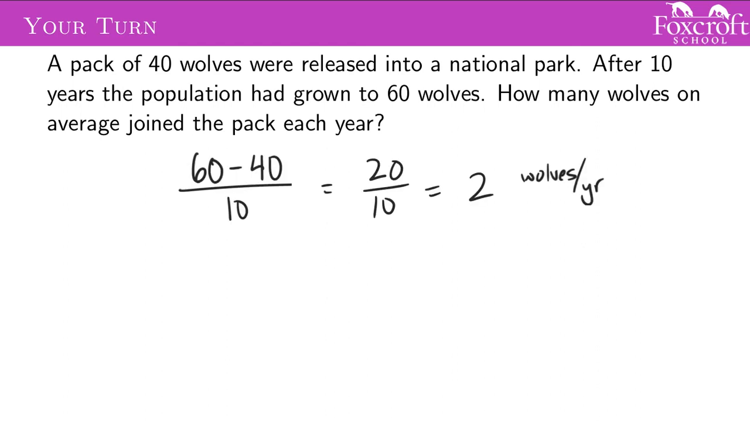All right, here's the answer I got. You had 60 wolves at the end and 40 wolves at the beginning, so that's a difference of 20 wolves over 10 years. If there's 20 new wolves over 10 years, that gives you 2 wolves per year on average. Again, maybe not. Maybe one year there was 3 and another year there was 1 or something like that. All right, but on average, there's 2 wolves per year.